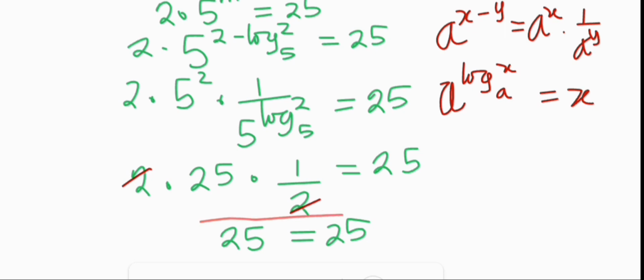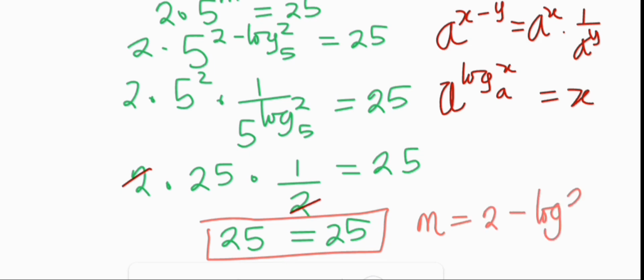Since the left-hand side is equal to the right-hand side after checking the solution, it follows that the solution to the equation is m is equal to 2 minus log 2 to base 5.